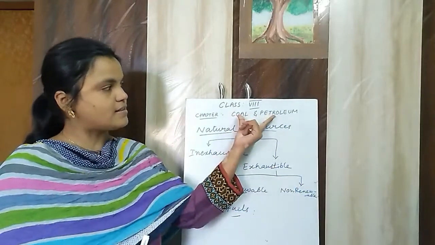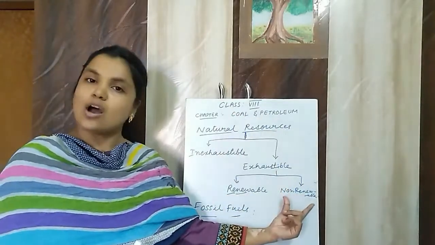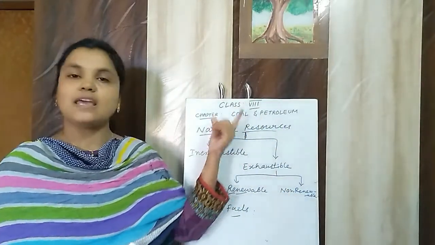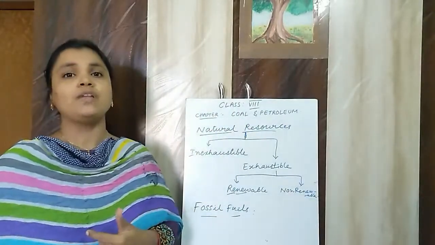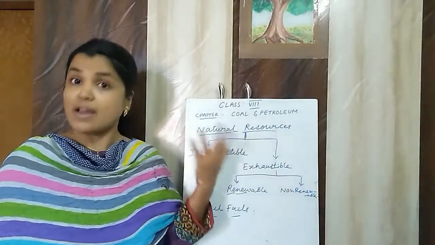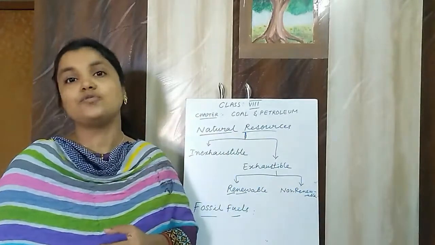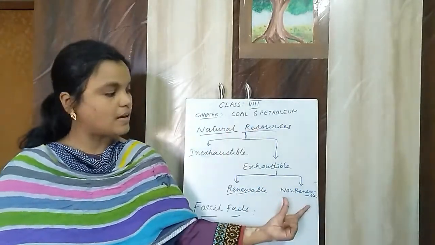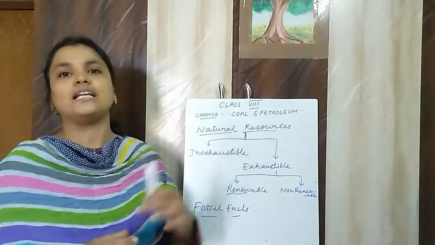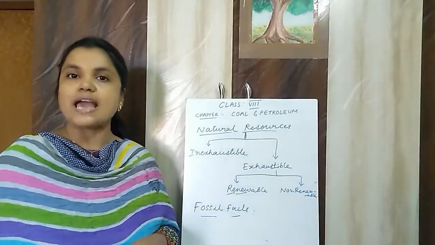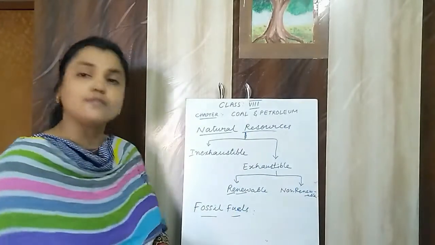Today our lesson is coal and petroleum, right? They come under non-renewable resources. That means they were formed millions of years ago, and if we use them up so that they become unavailable, it will take millions of years to form again. That is the reason they are classified under non-renewable resources. Particularly coal, petroleum and natural gas are all called fossil fuels, children.